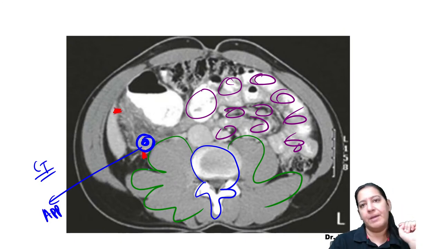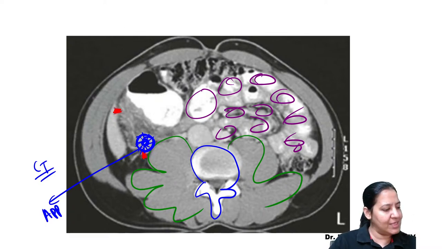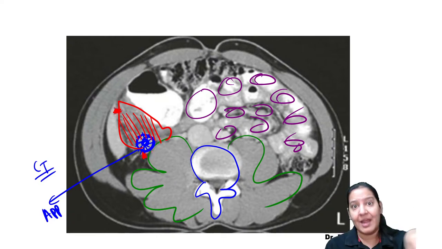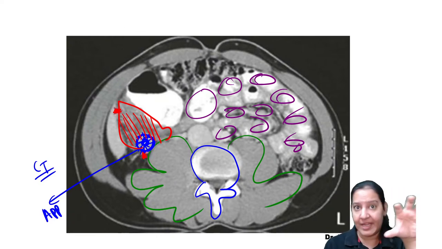It is the appendix. See the wall of the appendix. The wall of the appendix is thickened. It is a case of acute appendicitis. And around the appendix, can you see this portion? What is all this around the appendix? It is exudate, which is collecting in the mesentery around the appendix.